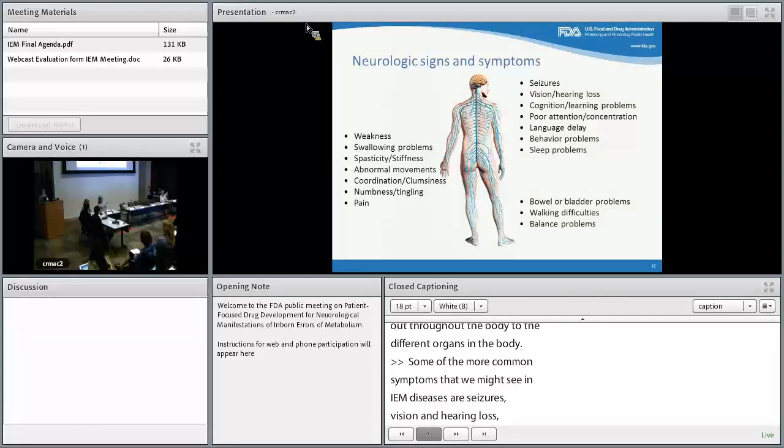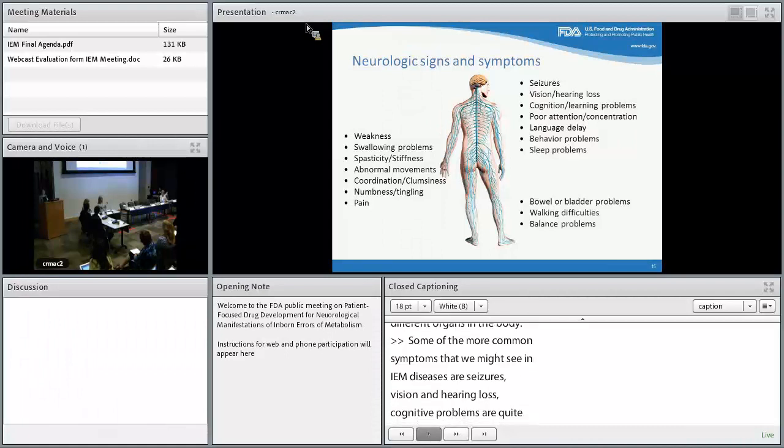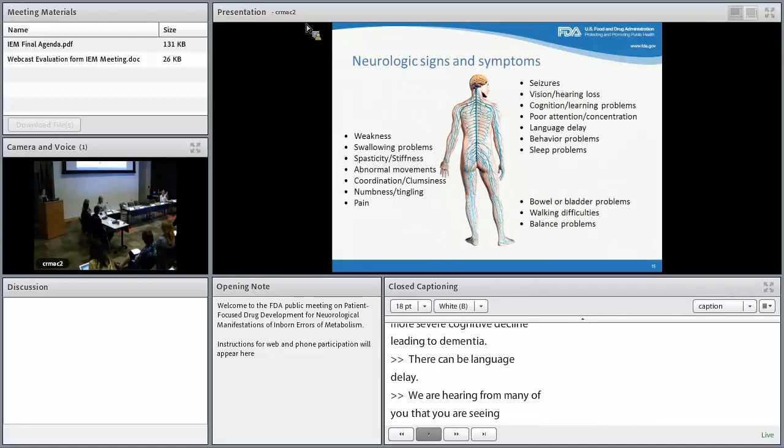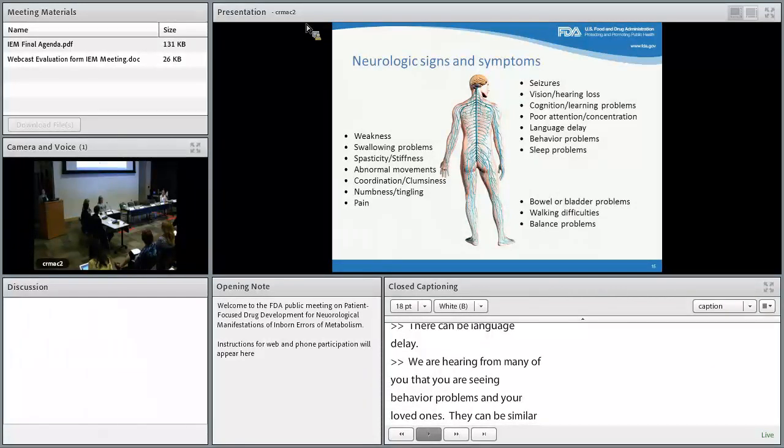Cognitive problems are quite common, and this can range in the spectrum from poor attention and concentration to more severe cognitive decline leading to a frank dementia. There can be language delay. We're hearing from many of you that you are seeing behavior problems in your loved ones that can be similar to those seen in Asperger's or autism disorders. Things like hyperactivity, impulsivity, compulsive or repetitive behaviors, or sensory processing issues. And we are interested in hearing more about those today.